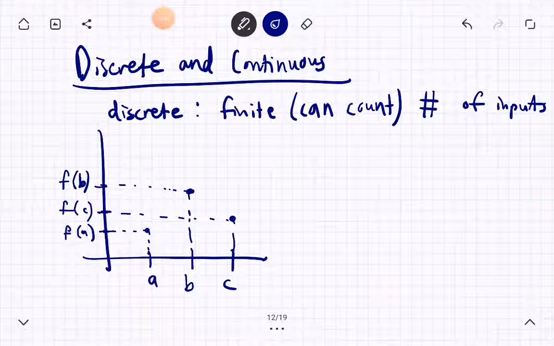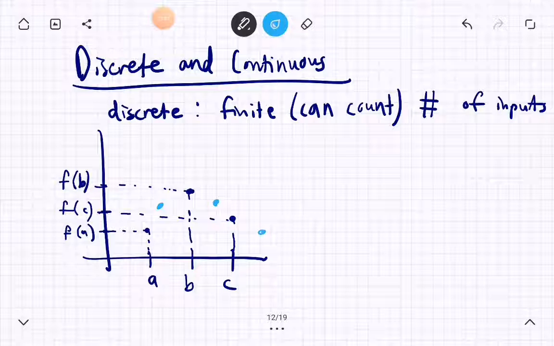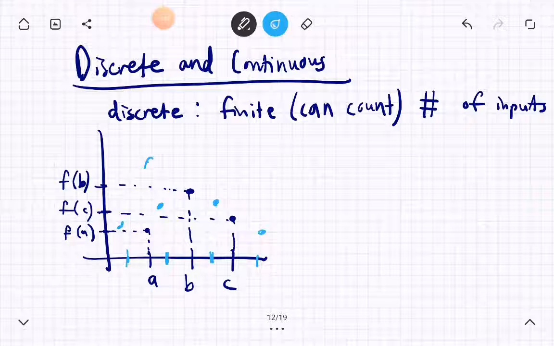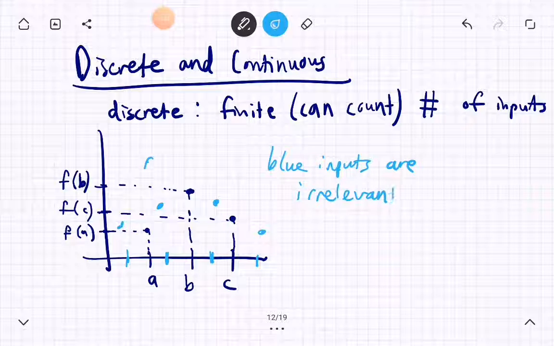Okay, so we have 3 points and these are the outputs. So this is how a discrete function looks. Notice that we don't have any points here, or anything like that, because all the blue inputs are irrelevant. So there's no such thing as an image for this object.